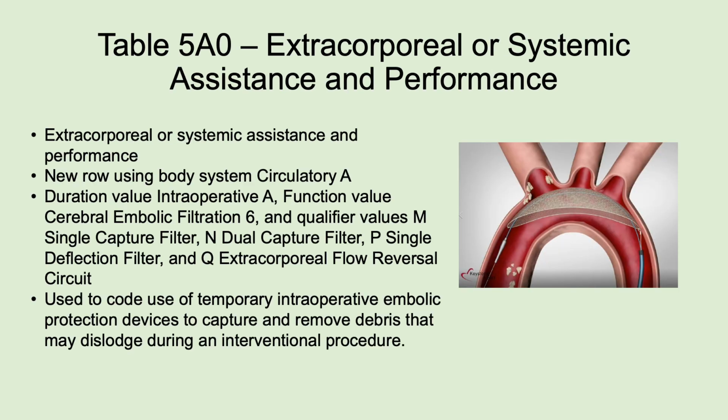Table 5A0, extracorporeal or systemic assistance and performance. A new row for body system, circulatory A, its duration value, intraoperative A, function values, cerebral embolic filtration 6, and qualifier values M, N, P, Q. So you see in the picture the kind of gray dome sort of thing.